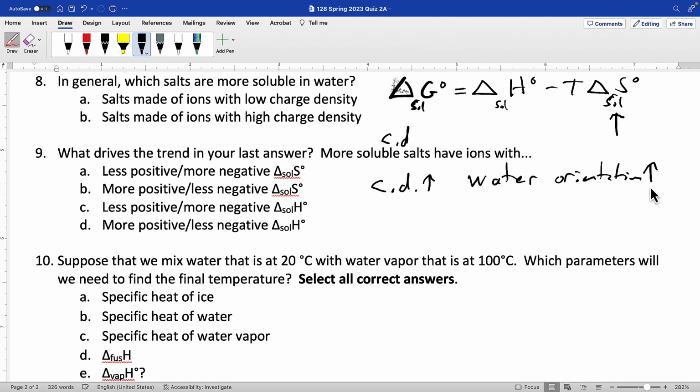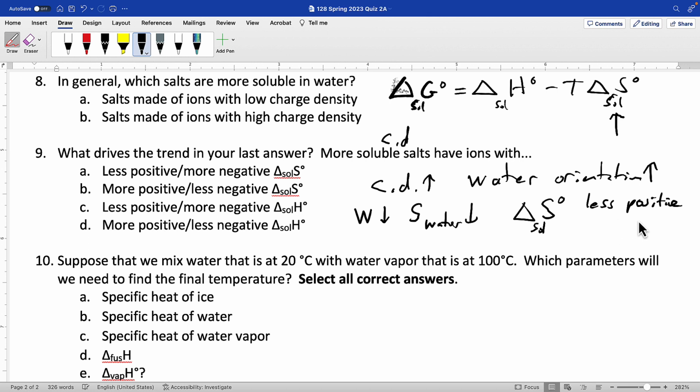Nearby waters are going to be pointed at those ions more than they would be if the charge density was low. That means the microstates for the water goes down, which means the entropy of the water, and we're talking about liquid water, of course, goes down. So what is that going to do to delta S of solution? We could say that it makes it less positive. So if it's a positive number, it becomes less positive.